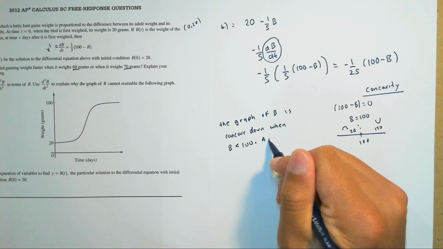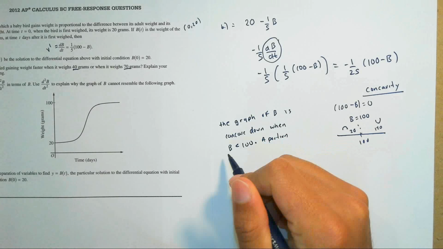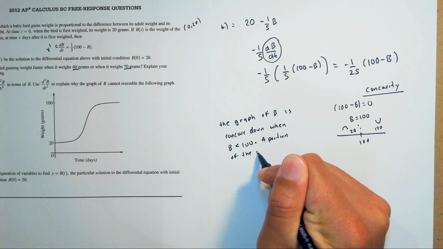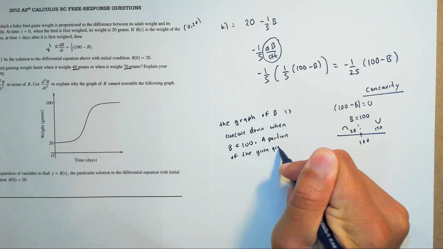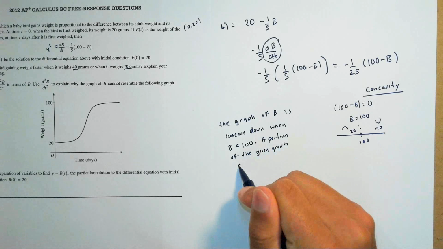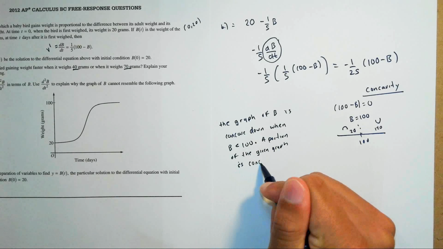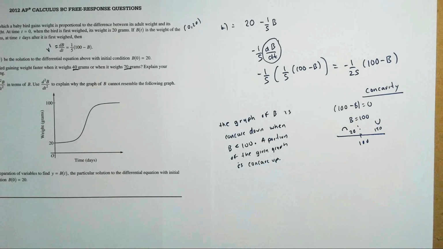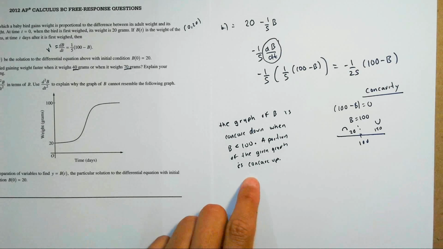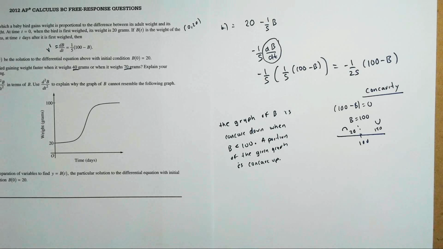A portion of the given graph is concave up. And it doesn't have to be verbatim what I just wrote. All you have to be able to say is that you found your second derivative and that it was concave down for anything less than 100, but your graph is saying that it's concave up. So because of that, we know that this is not true at all. And for that reason, that's where you'll get your extra point.